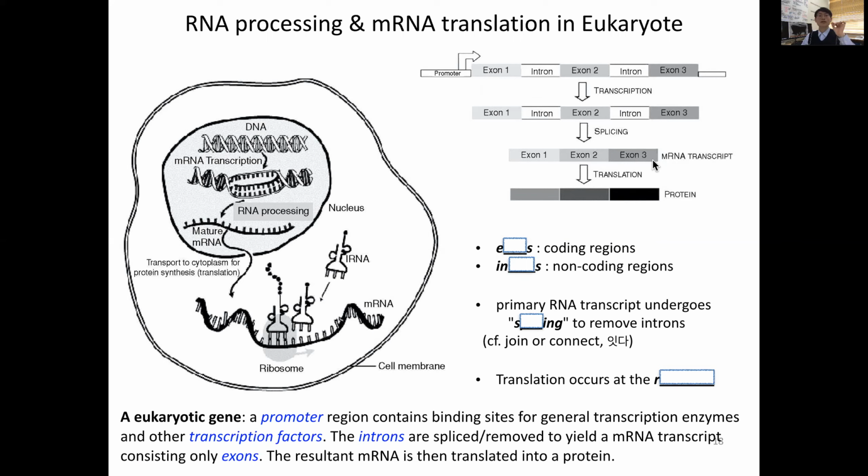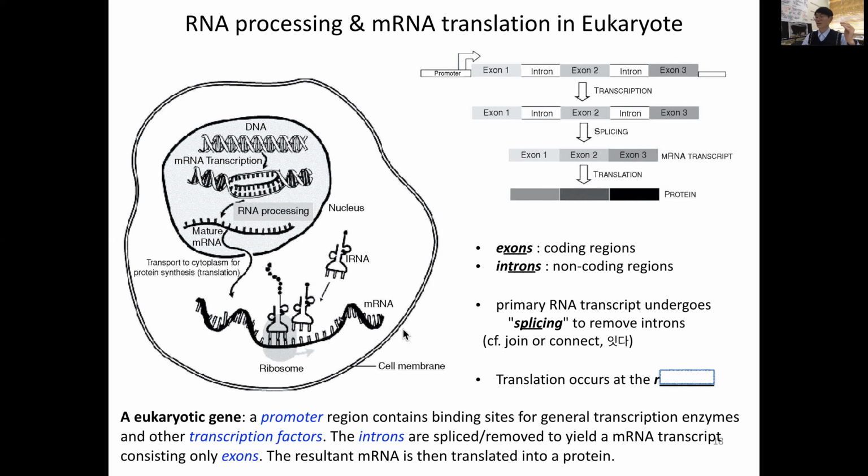And after translation, we can create a polypeptide chain or protein. These coding regions of DNA we call exons, while non-coding regions we call introns. So primary RNA transcripts undergo splicing to remove unnecessary introns. And let's see how this happens inside a cell.